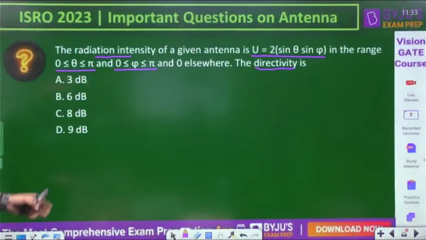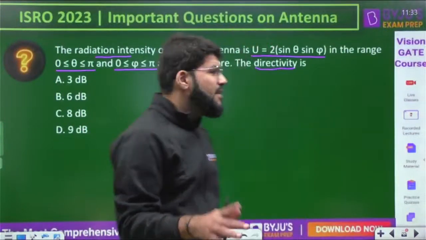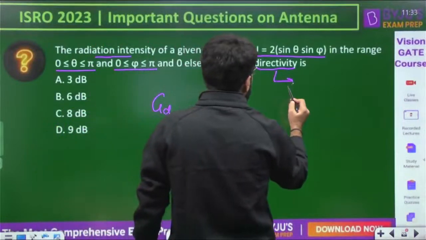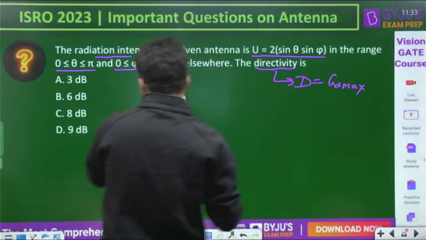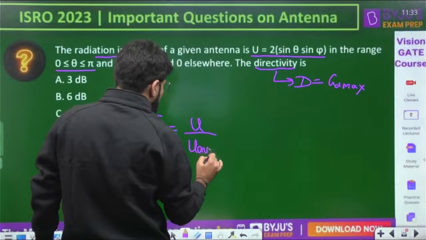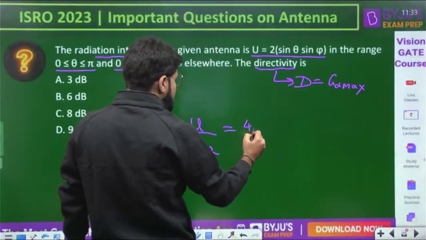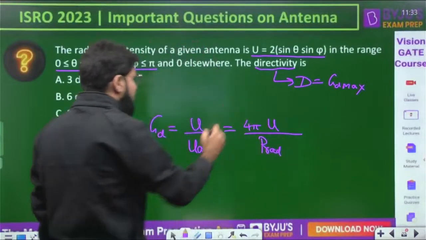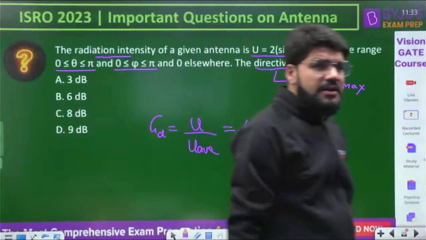So directivity is the maximum directive gain, so let's first focus on the directive gain. Let's start with the GD. Directivity is GD max. Now let me start the GD calculation, and GD, as I told you, is given by U upon U average. And U average is P rad upon 4 pi. So bringing 4 pi to the top, this is 4 pi U divided by P rad.